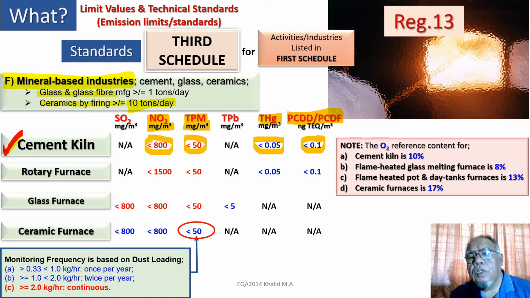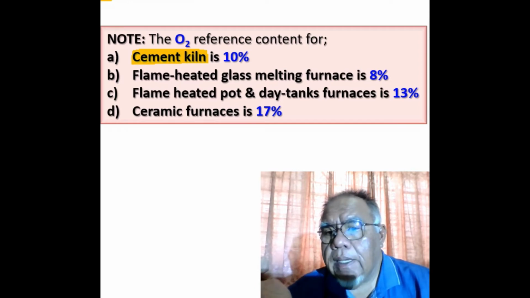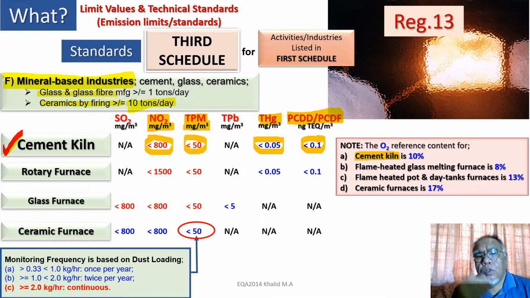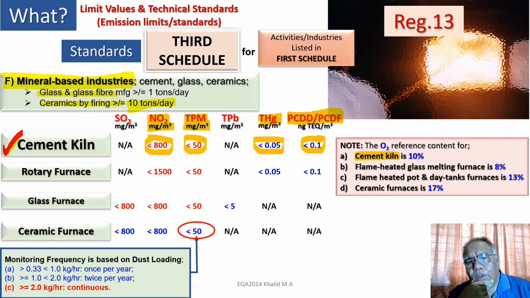Look at the note here. Oxygen reference: cement kiln requires oxygen reference content to be 10%. This is talking about stoichiometry of combustion. If oxygen is at 10%, what does it mean? You can have less nitrogen dioxide, so that is for cement kiln. So when you have got oxygen 10%, you can have a higher level of carbon dioxide actually, and lower level of carbon monoxide.